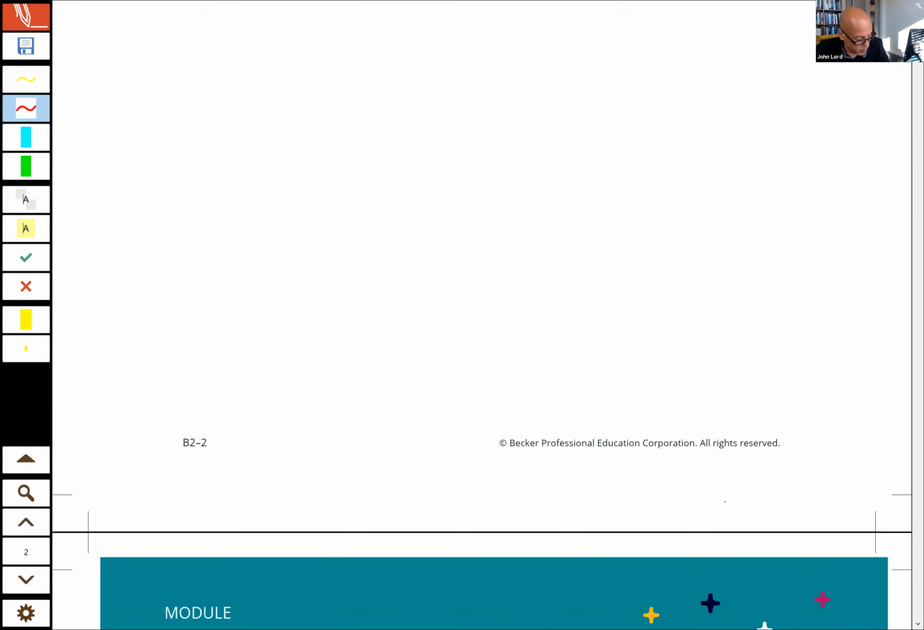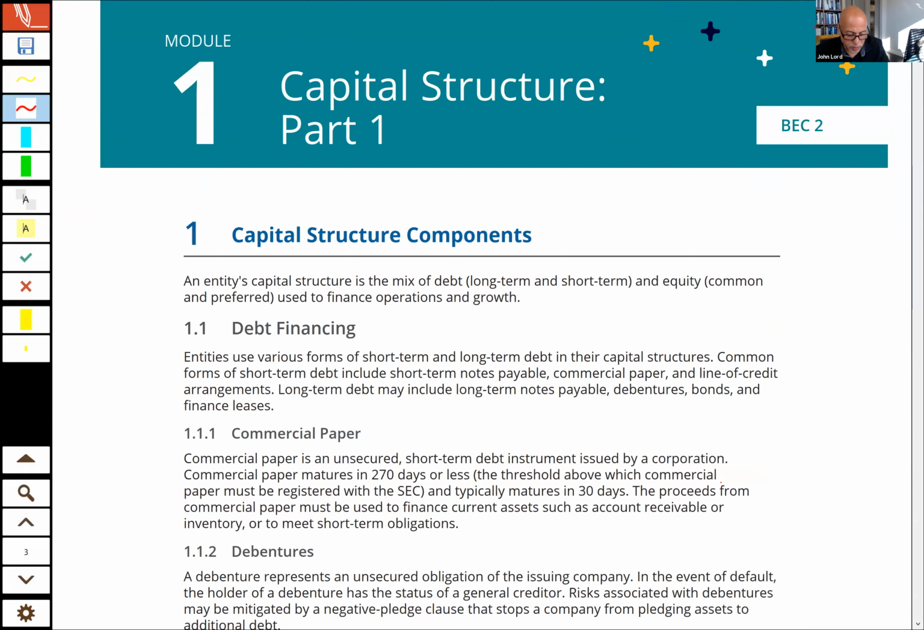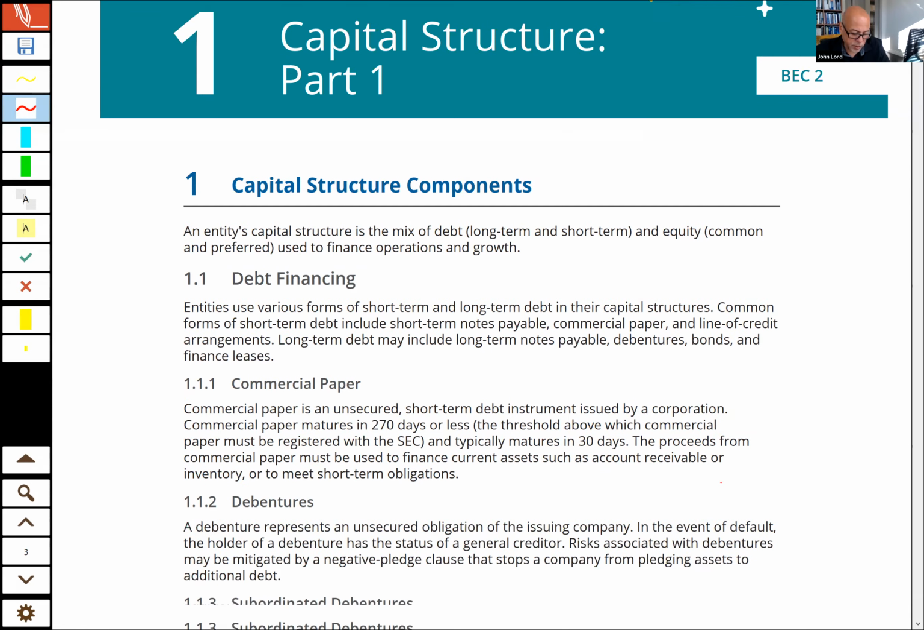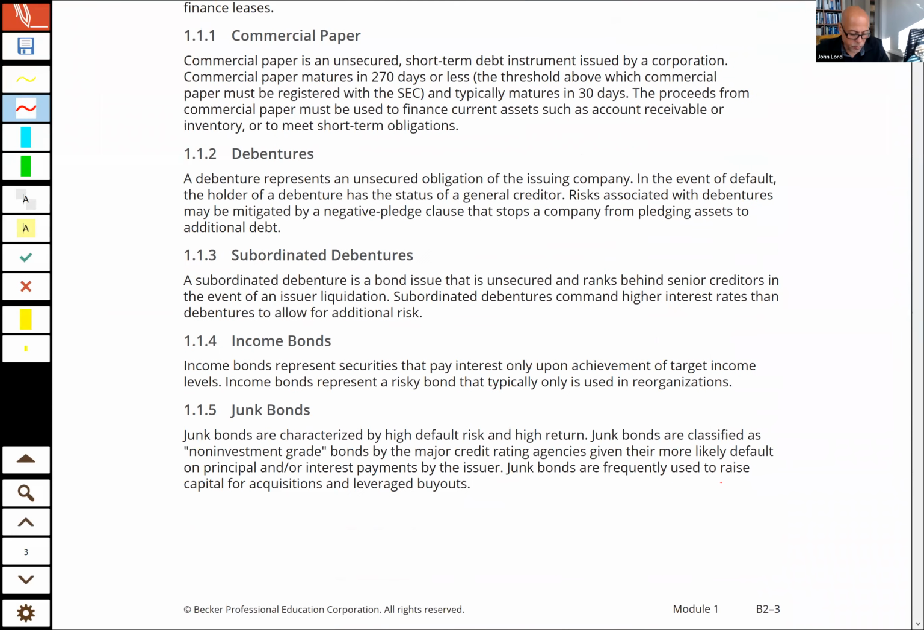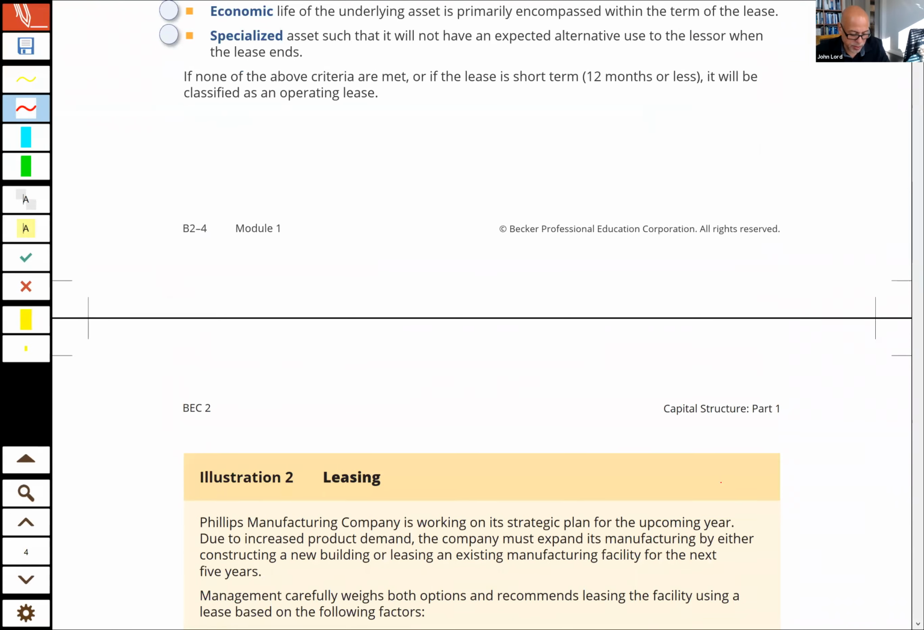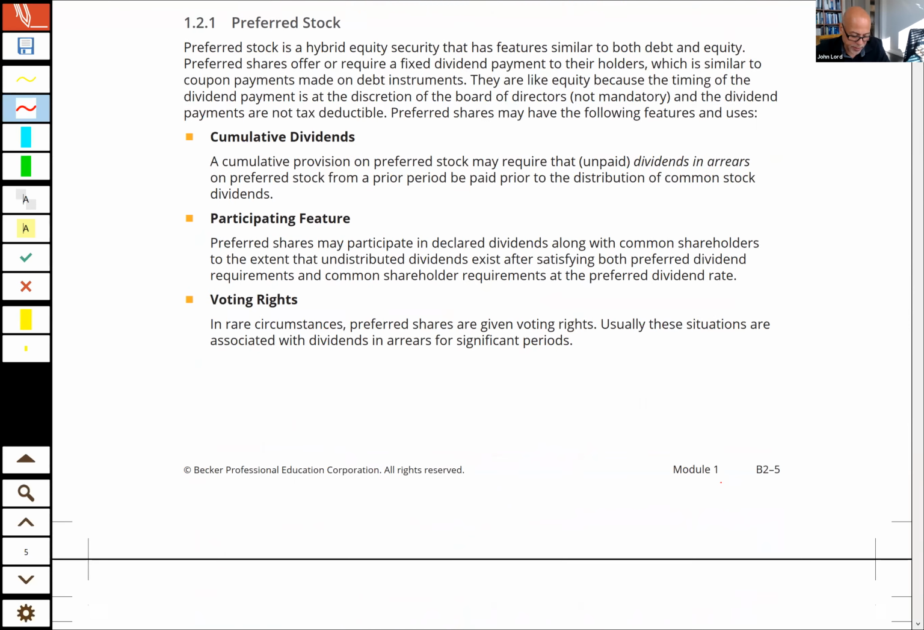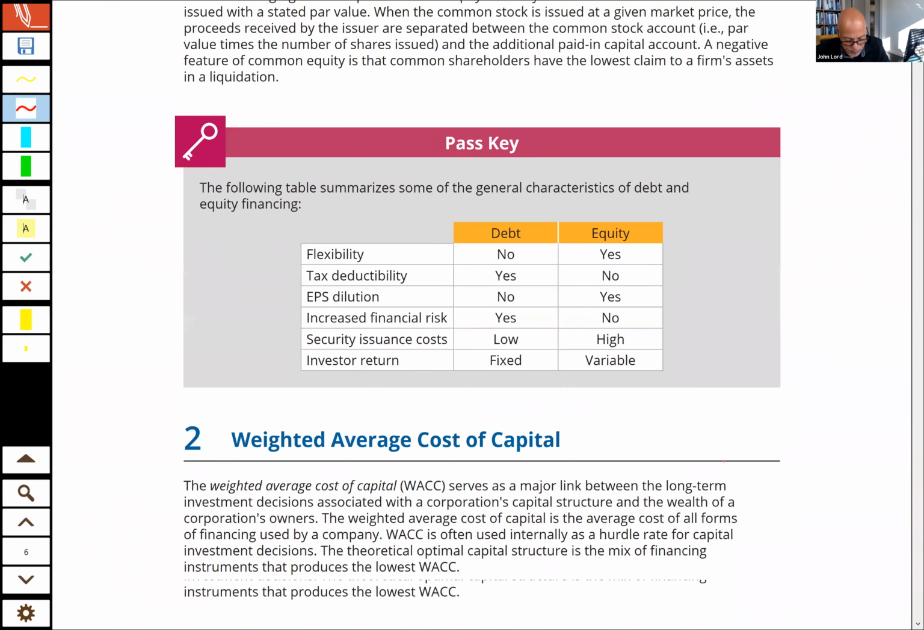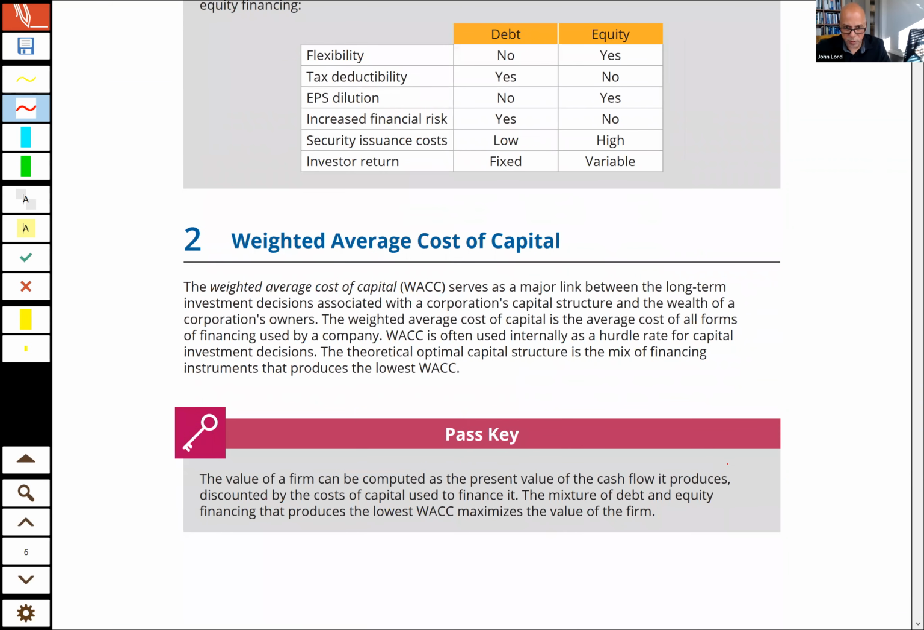So let's start to take a look at the capital structure components, guys. I'm not going to talk about this. If you want to look at the video recording for it, that's fine. I don't want to use our time together to read through what the different types of bonds are, how a lease works, that sort of thing. These are all financing vehicles, and I don't see any point in us sitting here reading a bunch of definitions together. If you want, you can watch the Becker pre-recorded video, or you could just work the questions for module one and learn from the questions.